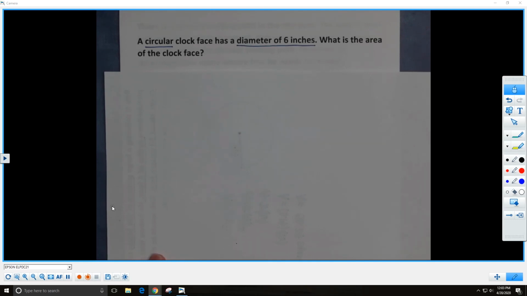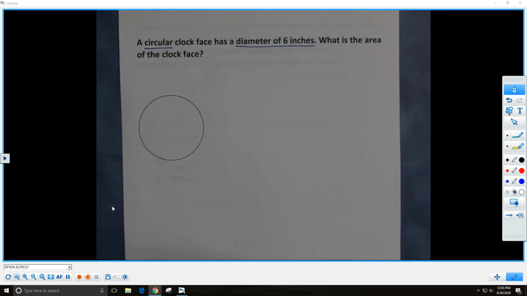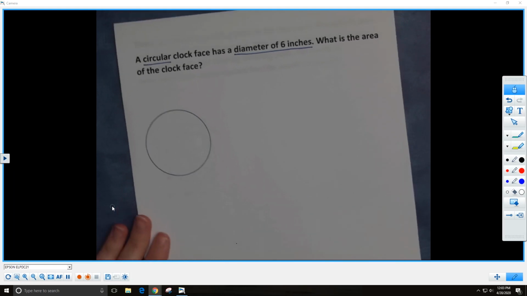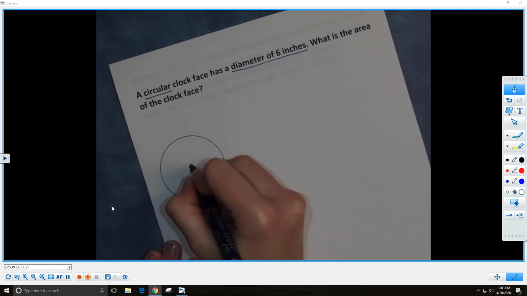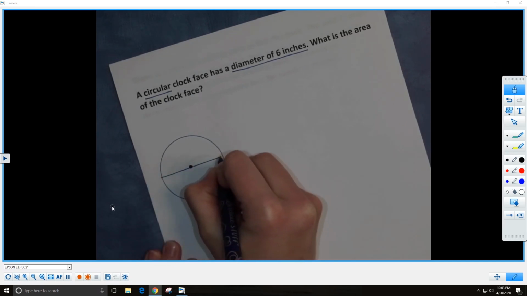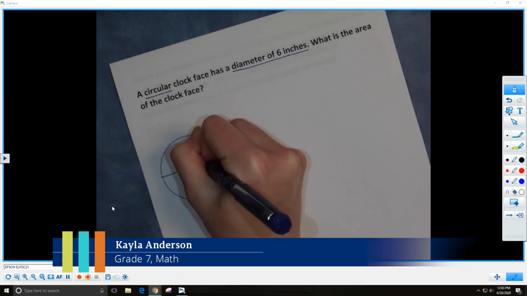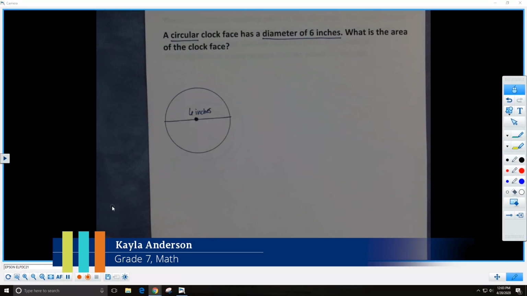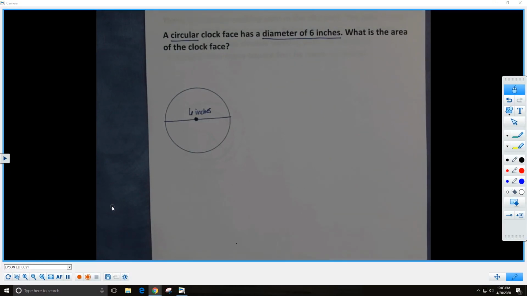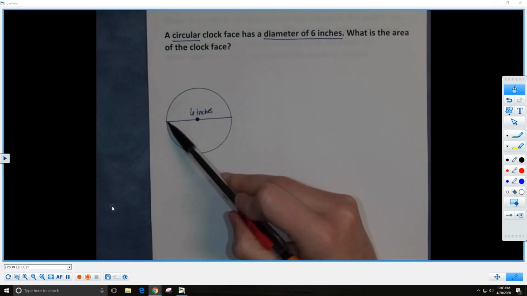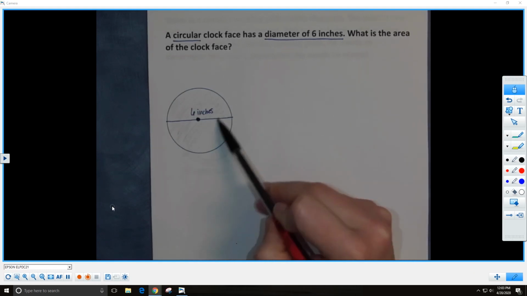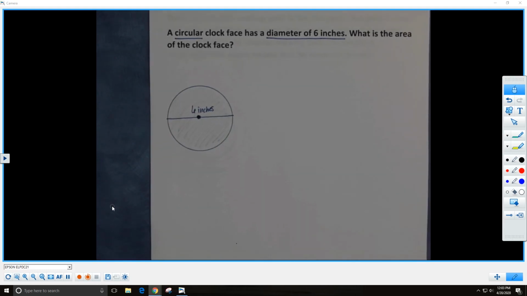So first, let's draw a picture of the situation. So here's a circle. Draw yourself a circle. Okay, and we know that the diameter goes through the center of the circle from one side of the circle to the other. And we know that that diameter is 6 inches. Okay, and again, remember that we're trying to find the area, which is this space inside the circle. It's how much space the circle takes up.